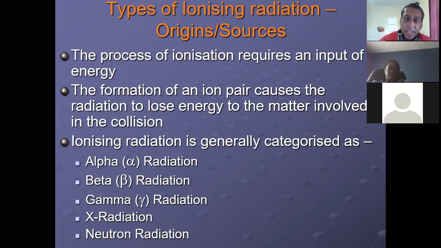Ionizing radiation generally is categorized as alpha, beta, gamma, X-rays, and neutron radiation. But like I said, it seems that NEBOSH loves alpha. X-rays have come before, not a lot on beta. In fact, probably none on beta. Probably none on neutron radiation.